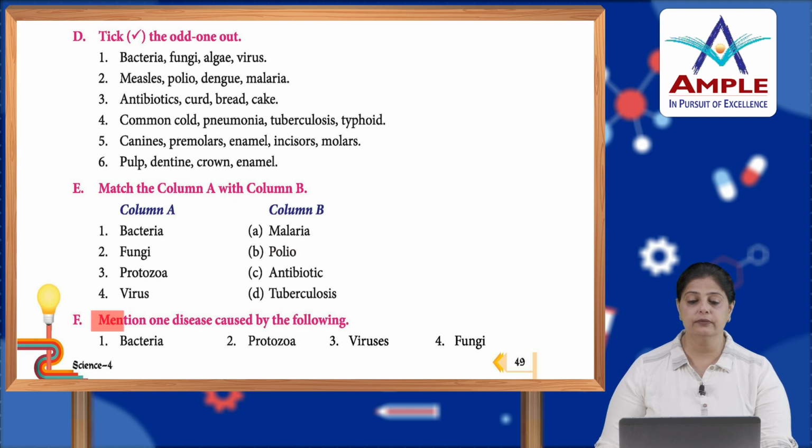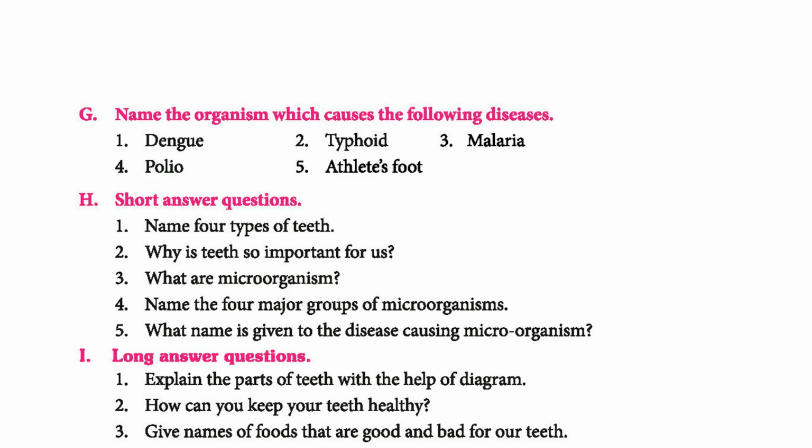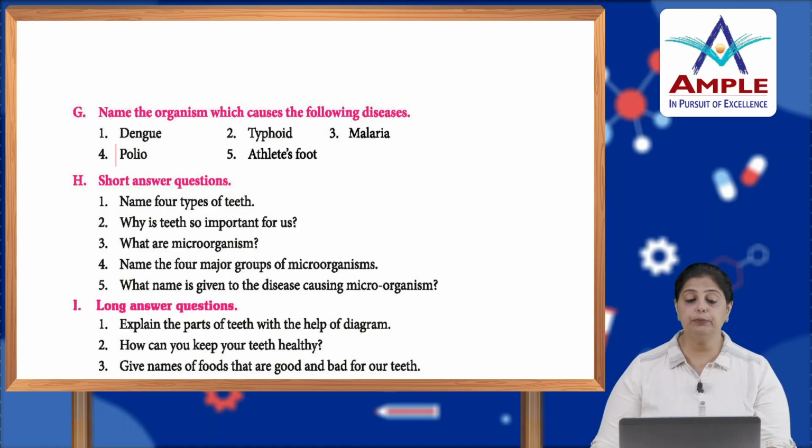Now mention one disease caused by the following. Bacteria, we know tuberculosis, protozoa, malaria, viruses, we can say polio, and fungi. It's used as antibiotic, and it can cause ringworms. The organisms which cause the diseases, dengue and polio, these two are caused by a virus. Typhoid is caused by bacteria, malaria by protozoa and athlete's foot by a fungi.